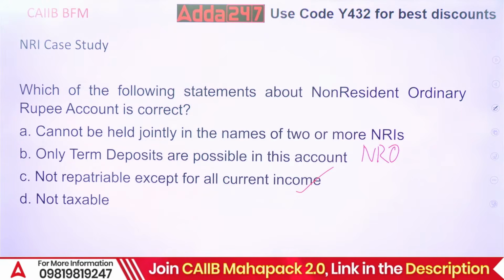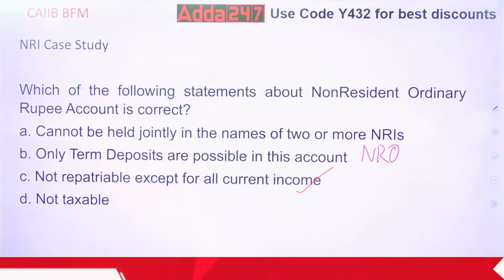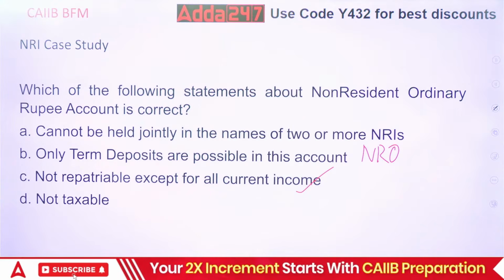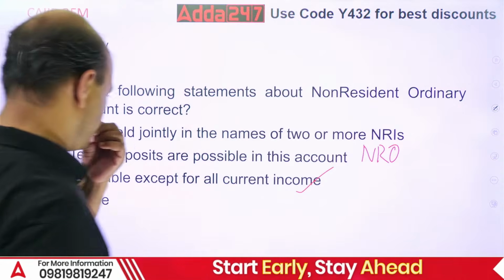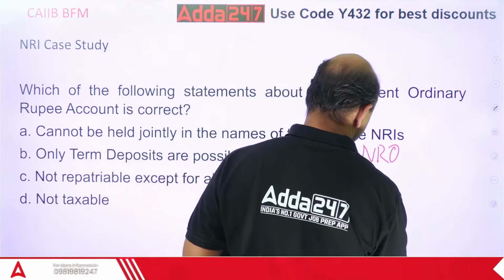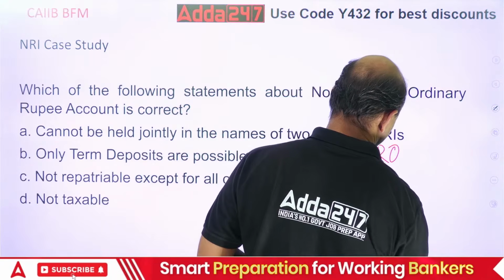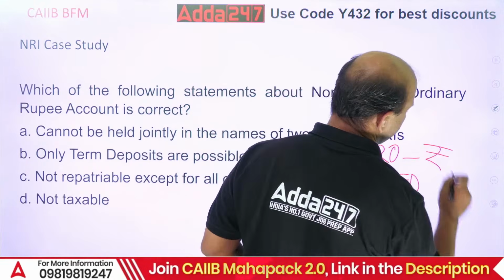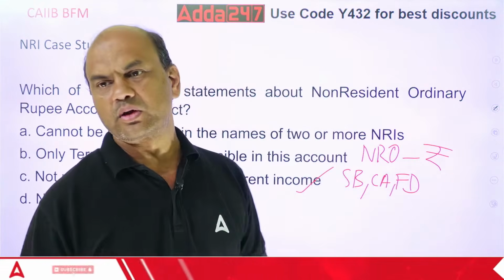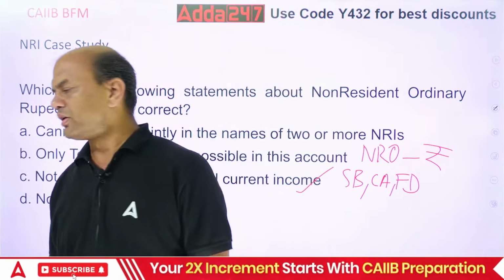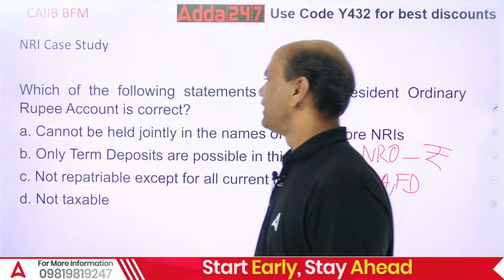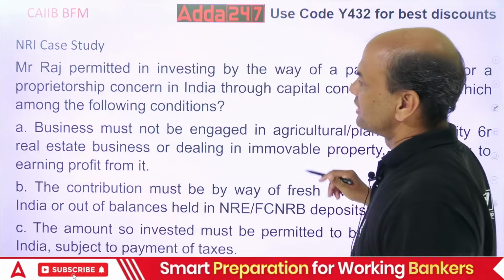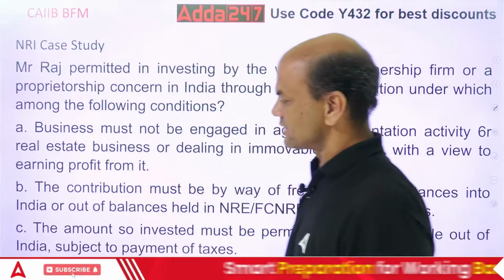Saving, current and FD, correct. Saving, current and FD, very good. Okay, three types of accounts are possible. Always note that: saving, current and FD. And always remember NRO and NRE will always be in rupees. FCNR will always be in foreign currency. Now read this. This is a big question. Read it, everyone.